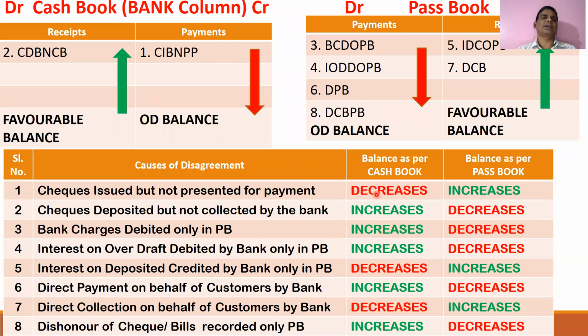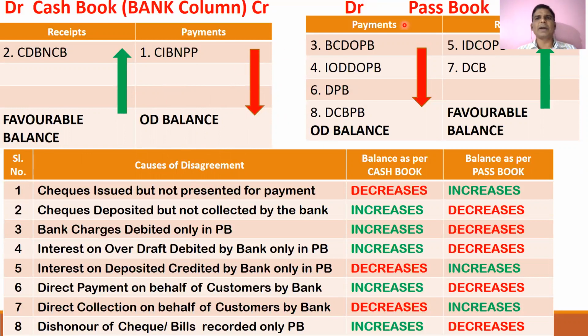And you have to understand which is favorable balance and which is OD balance. When cash book debit balance is given, that is favorable balance. When favorable balance is given, increases, less, decreases, add. When cash book credit balance is given, that is OD balance. If increases, add. If decreases, less, and vice versa here.